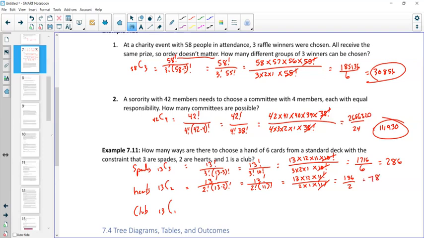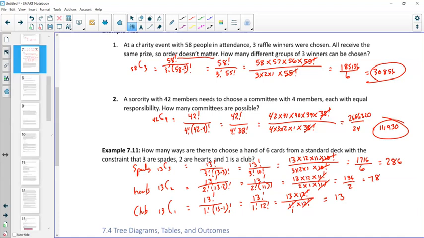And then this one, they have 13 factorial over 1 factorial, 13 minus 1 factorial. 13 factorial over 1 factorial, 12 factorial. 13 times 12 factorial over 1 factorial times 12 factorial. 1 factorial is simply 1. 12 factorials cancel out, and I end up with 13.